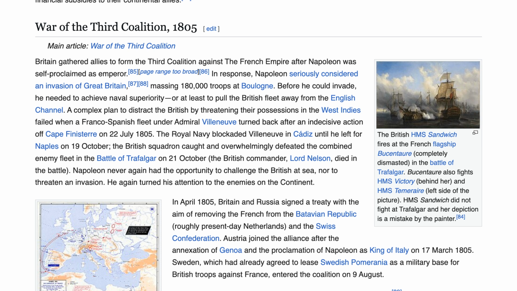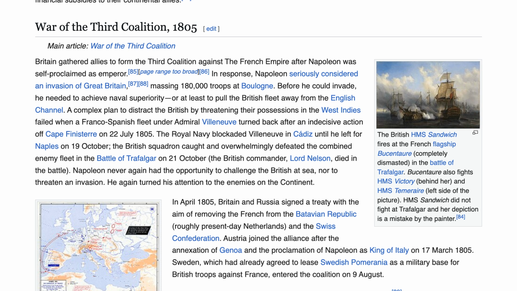In April 1805, Britain and Russia signed a treaty with the aim of removing the French from the Batavian Republic, roughly present-day Netherlands, and the Swiss Confederation. Austria joined the alliance after the annexation of Genoa and the proclamation of Napoleon as King of Italy on 17 March 1805. Sweden, which had already agreed to lease Swedish Pomerania as a military base for British troops against France, entered the coalition on 9 August.